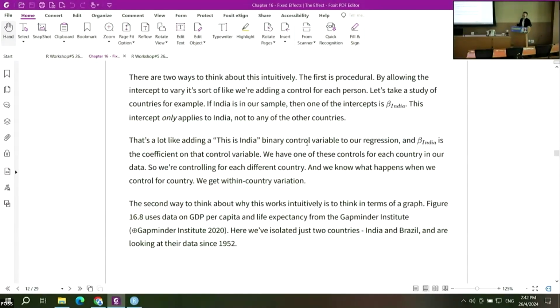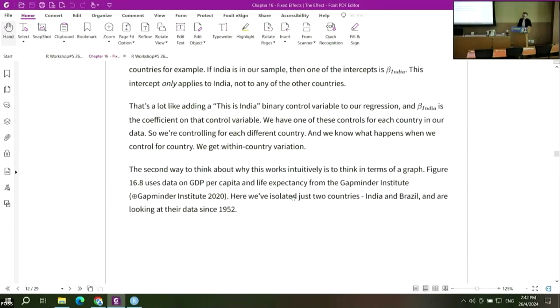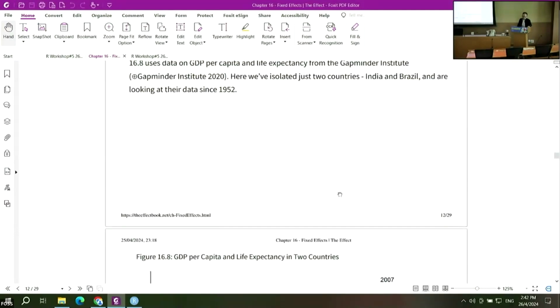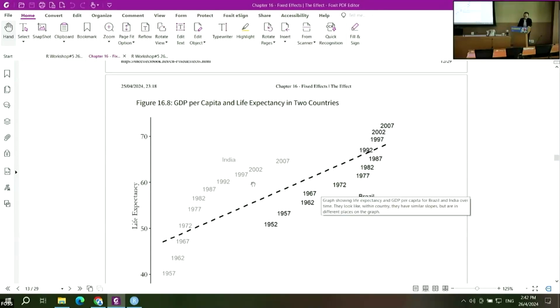The second way to think about how allowing the intercept to vary gives you a fixed effects estimate using within variation is to think of a graph. If we use data on GDP per capita and life expectancy from the Gapminder Institute, here's how we isolate just two countries, like India and Brazil, for example. We look at their data since 1952. We have sets of data for India and for Brazil. We are looking at the question of GDP per capita and also life expectancy in two countries. So what we measure is how a country's wealth level relates to life expectancy on average in that specific country.